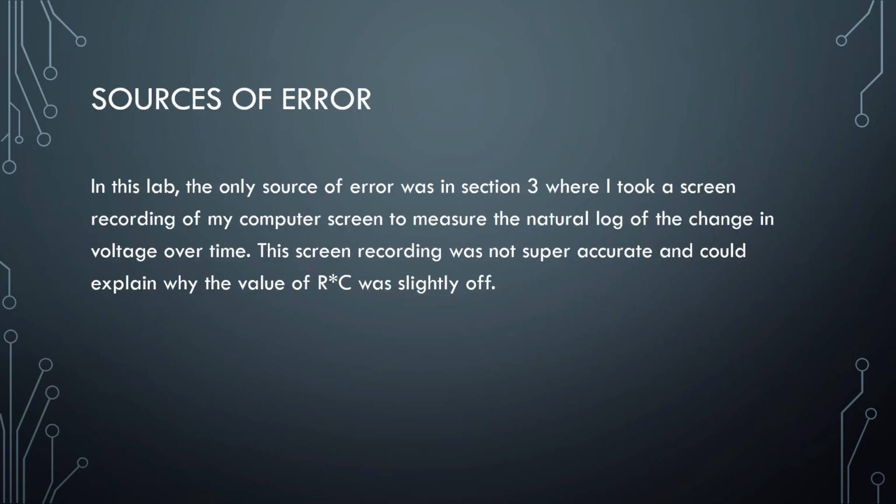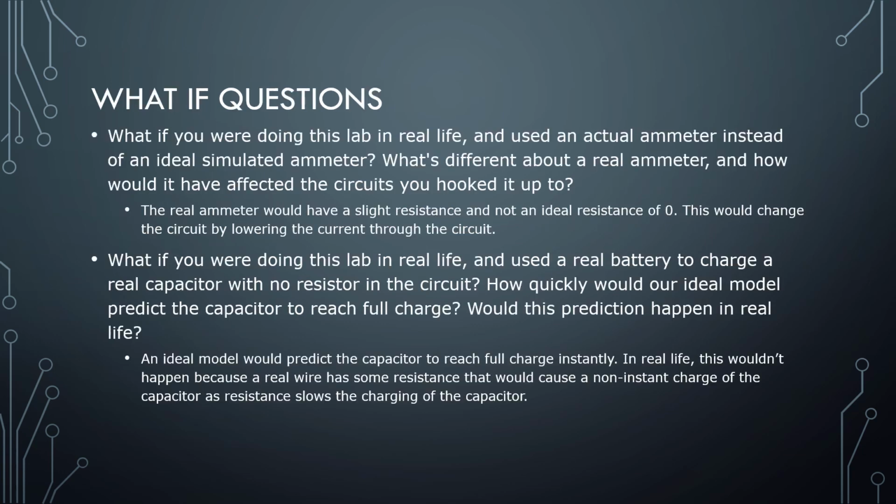Sources of error in this lab: the only source of error was in section 3, where I took a screen recording, which was not super accurate, which could lead to why my number was slightly off with the R times C prediction. What if questions.